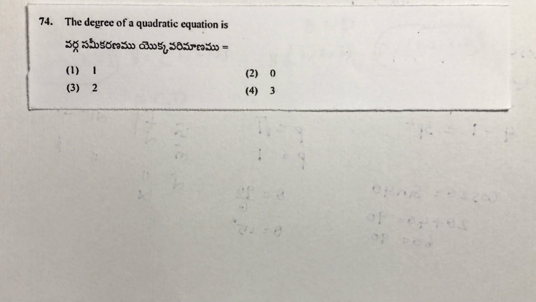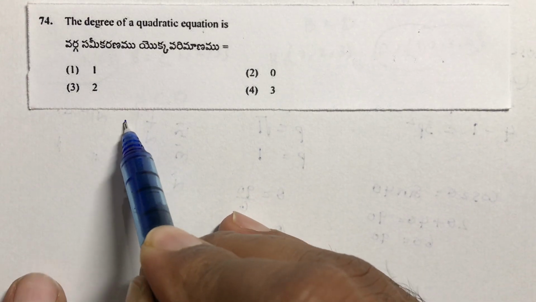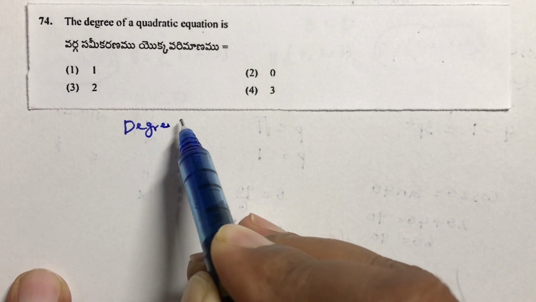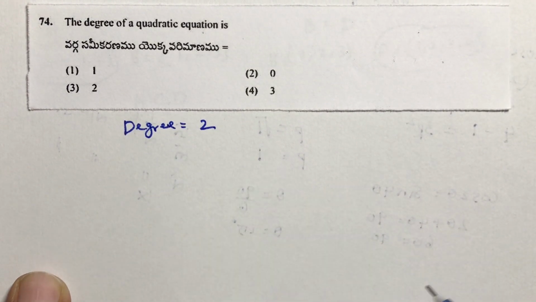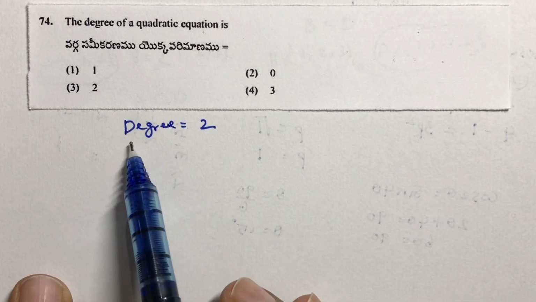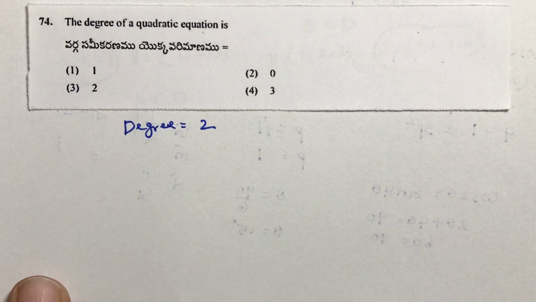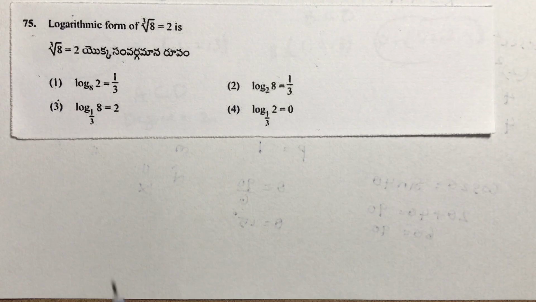The degree of a quadratic equation is 2. Linear equation is 1, cubic is 3. So the degree of a quadratic equation is 2. Correct answer is 3.